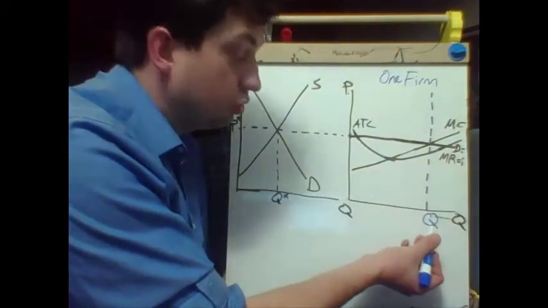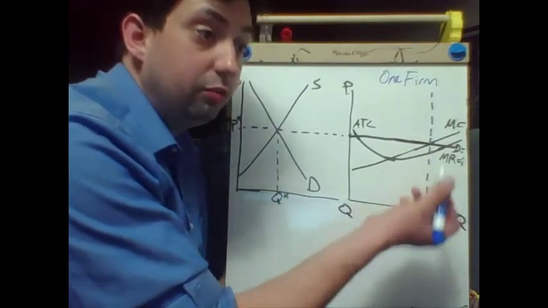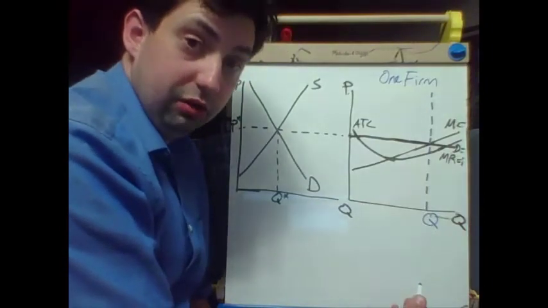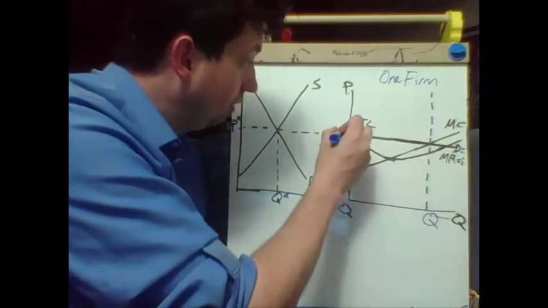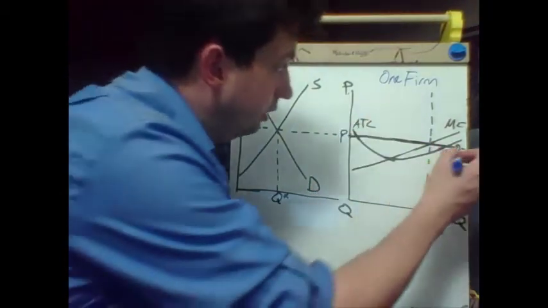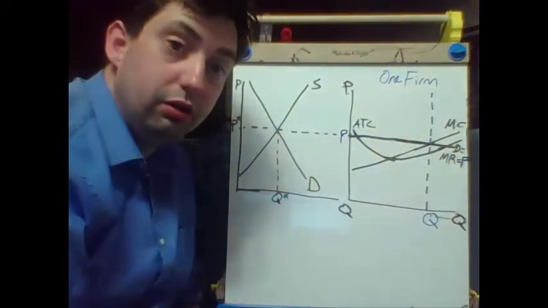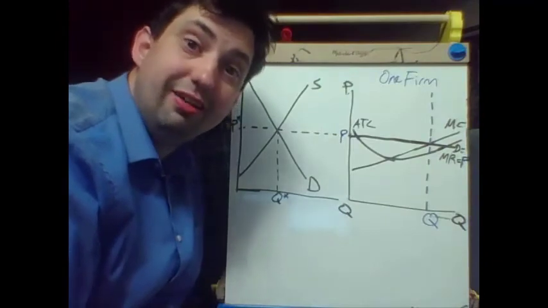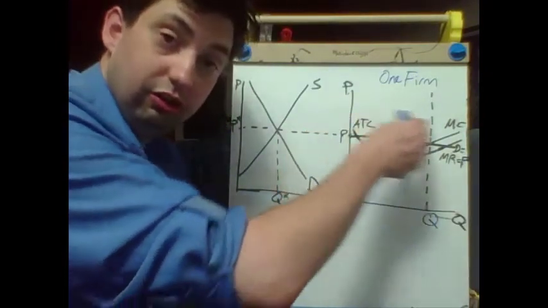Well, at that quantity, what's the highest price that they can sell? Well, selling everything. In other words, what's the demand? We reference the demand. We get a price. So this is our price. Not terribly interesting because in this model, the price is constant. Remember, every firm is a price taker. No matter how much they produce, the price stays the same.